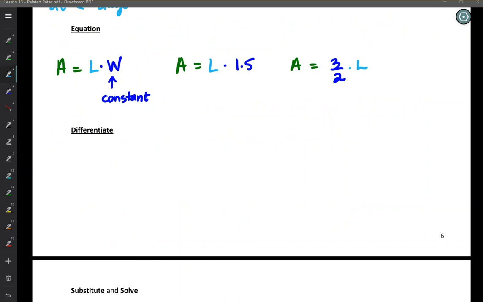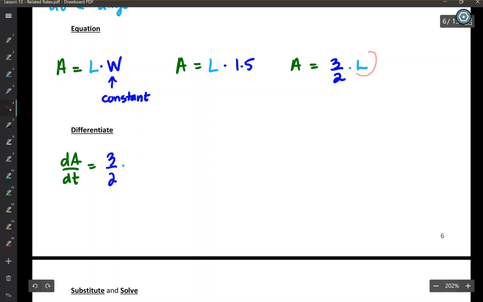Okay, and now all we need to do is to differentiate both sides with respect to time. The derivative of A is 1, chain rule, A changes with respect to time, times dA/dt. And here I have a constant multiple, 3/2, times the derivative of L is 1, but then chain rule, L is changing with respect to time, times dL/dt. Or if you prefer the prime notation, that's perfectly fine.